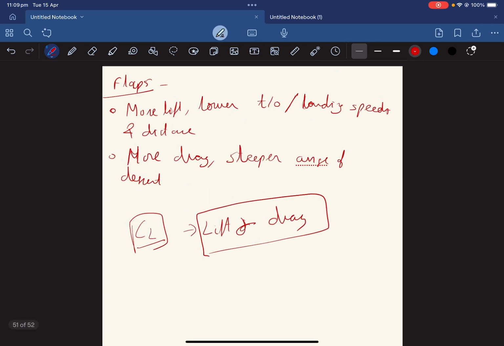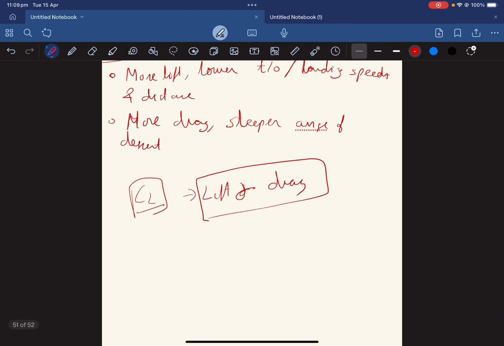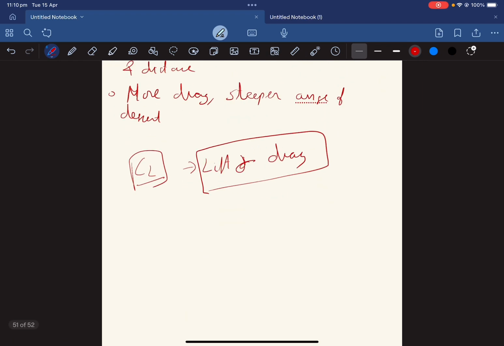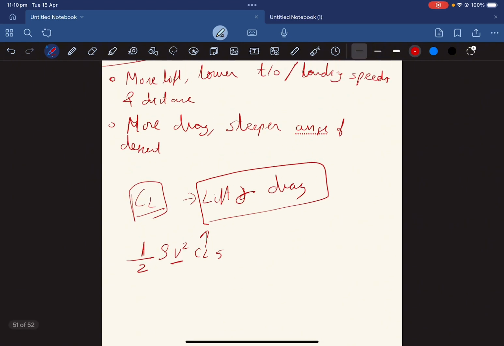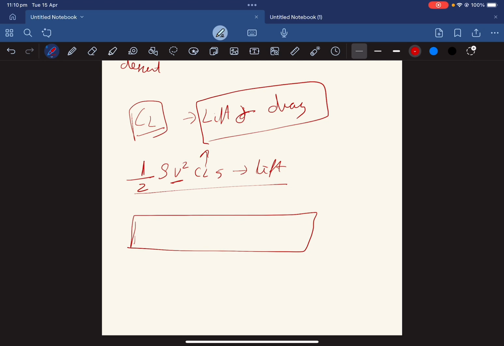All right, so let's discuss how flaps actually help you and how they give you different advantages. The first being, as they create more lift, your landing and takeoff speeds are reduced, and also your distances are reduced. Let's say this is your lift formula, half rho v square CL S. Instead of increasing this, the flaps are increasing this, so indirectly they are increasing your lift, and then you can get airborne earlier. And also, let's say you have runway limitations, a shorter runway, so with flaps you can get airborne early.